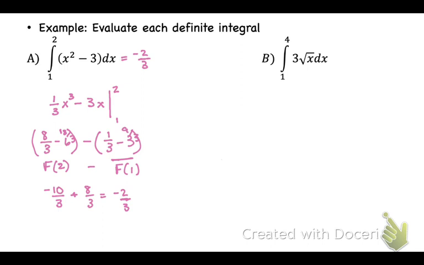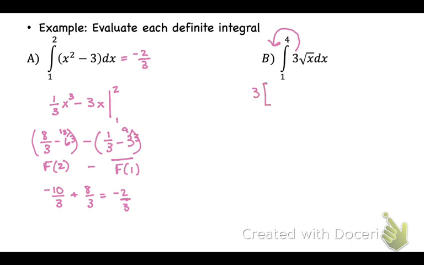Okay. So the next one, 1 to 4 of 3 square root of x dx. Okay, so how do I find the antiderivative of this? X is a half. X to the half, and the 3 goes where? Doesn't it go out front? Yes, the constant goes out front. So we're going to have 3.